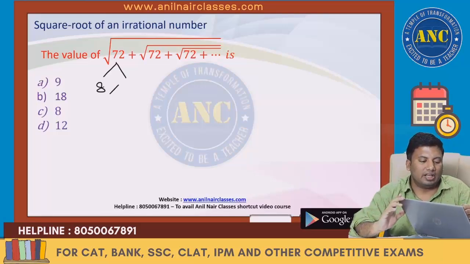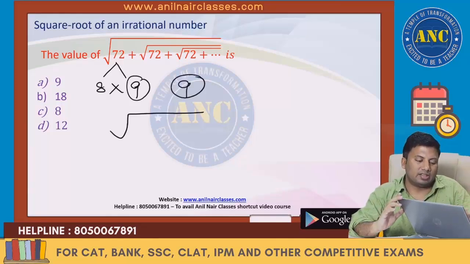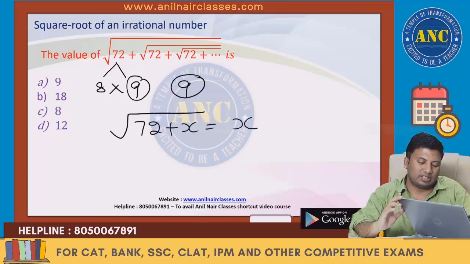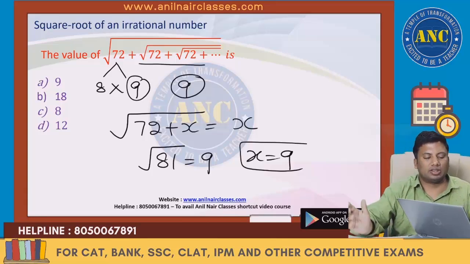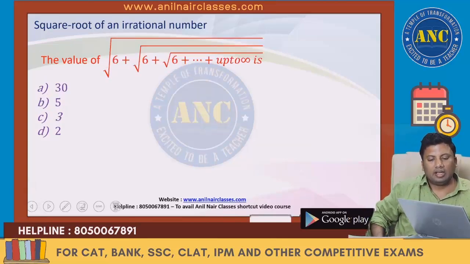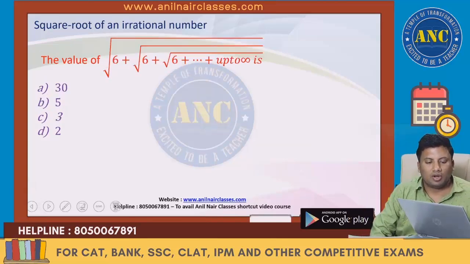72 is nothing but 8 × 9. The largest value is nothing but 9. In case you forgot this method, √(72 + x) is x. So √81 = 9, so x is nothing but 9. Under the root, it is nothing but the given question.